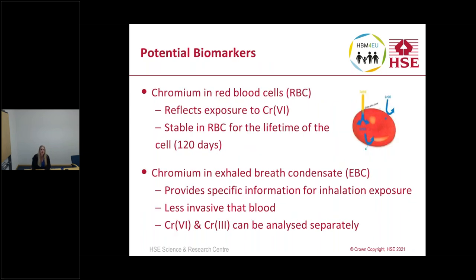So two of those potential biomarkers were chromium in red blood cells and exhaled breath. Chromium in red blood cells reflects exposure to chromium 6 only, because only chromium 6 can penetrate the cell membrane. And it's stable in a red blood cell for the lifetime of that cell, which is roughly around 120 days. Then when it comes to exhaled breath condensate, it provides more specific information for an inhalation exposure. It's a lot less invasive than collecting a blood sample, and you can measure and separate chromium 6 and chromium 3 in the same sample before it's all completely reduced to chromium 3.